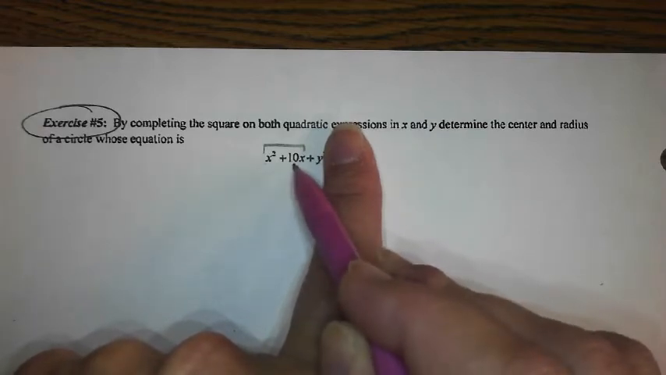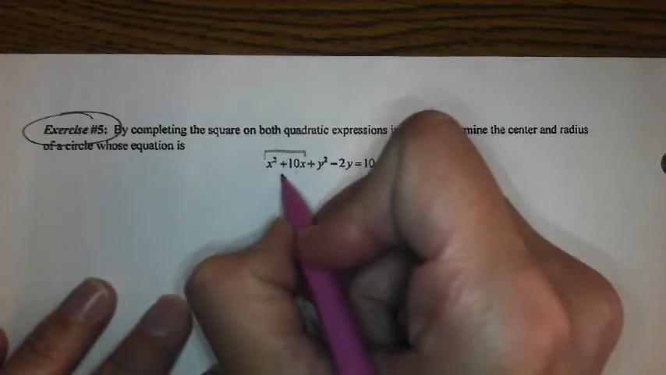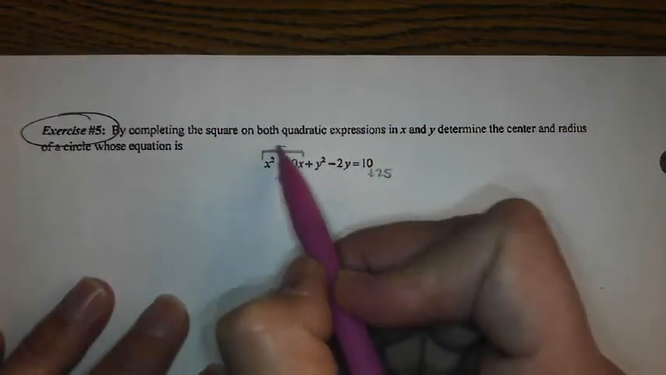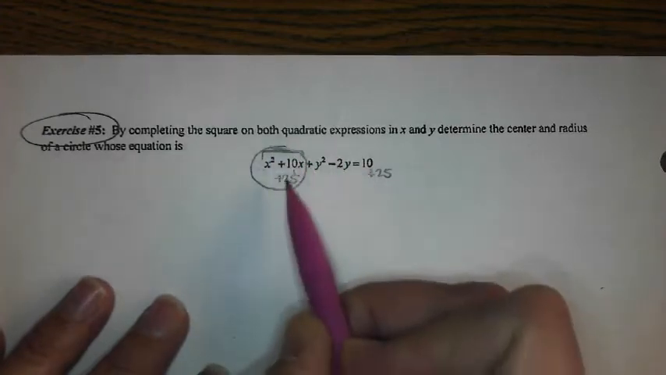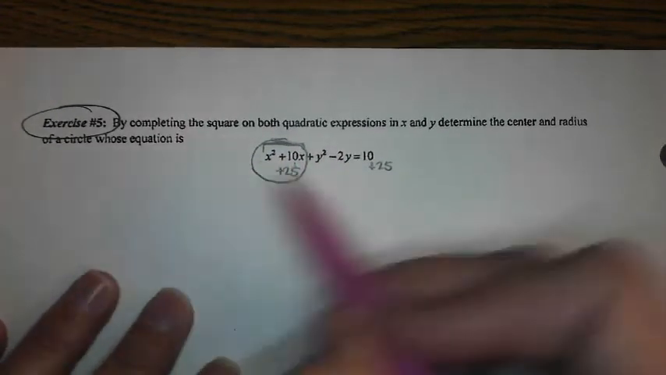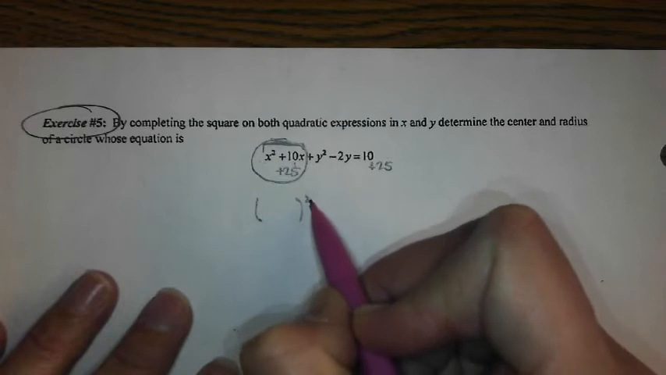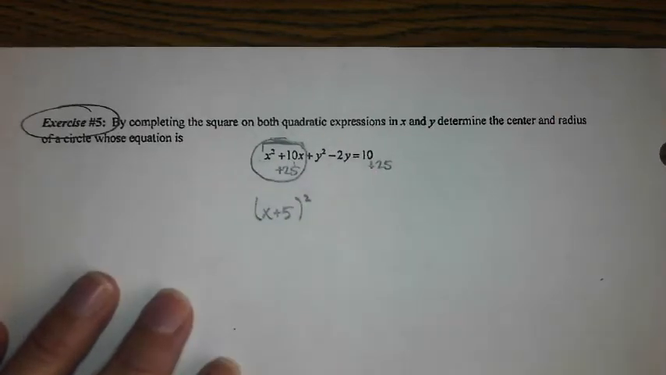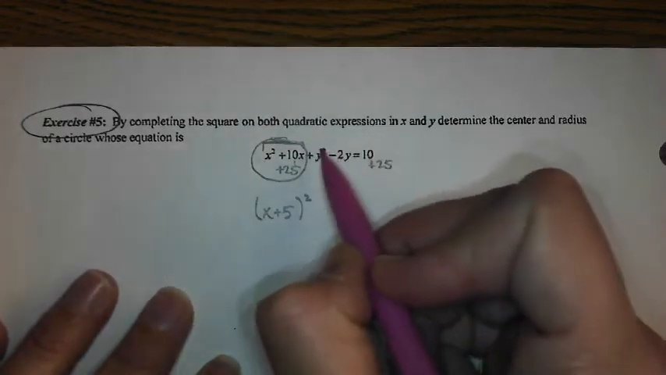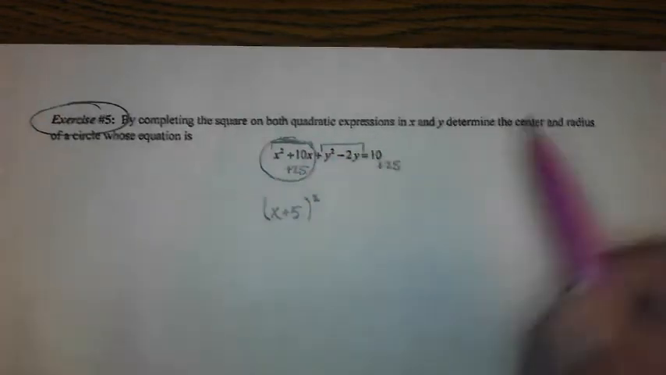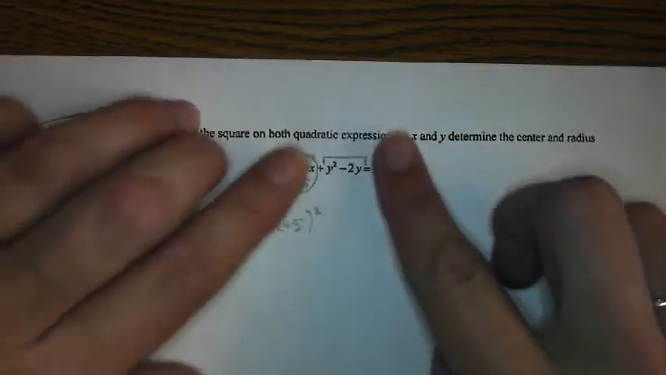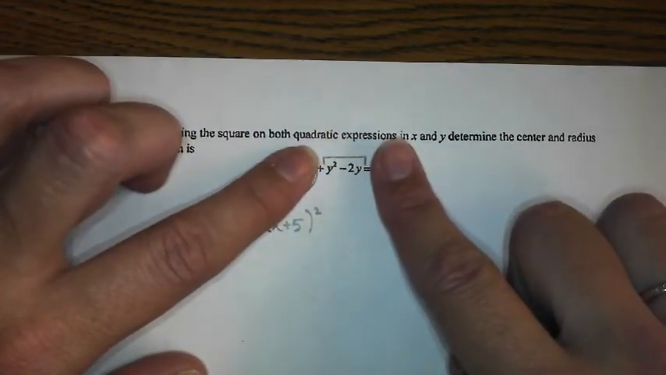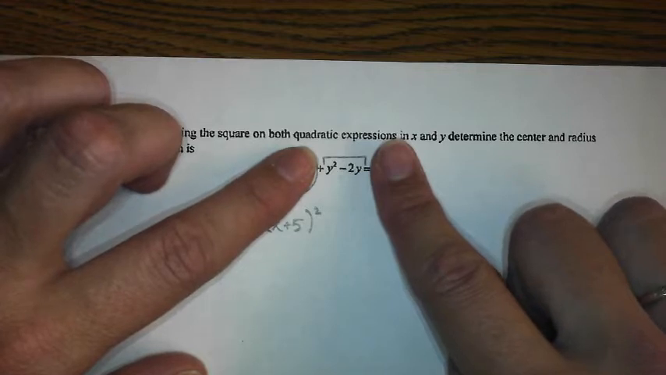Half of b, half of 10 is 5, and squaring it. So she's adding 25 there, so add 25 to the right. Now, before moving on, that trinomial gets factored into what squared? X plus 5. Very good. Now, the next trinomial that we have to complete is the y section. Take a minute, think of what the magic number is that we need to add in there to complete that trinomial.